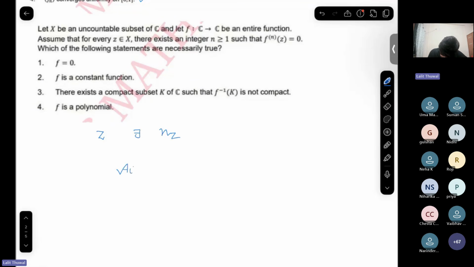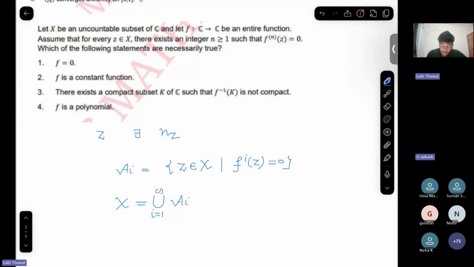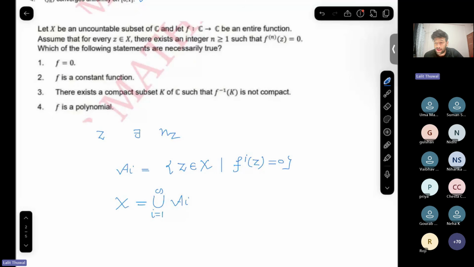So consider these sets A_i, where A_i is the set of those z in X for which the ith derivative at z vanishes. It's easy to see that X is the union of the A_i. Someone unmuted. Please mute yourself, and if you want to ask something, you can raise your hand. I will come to you.